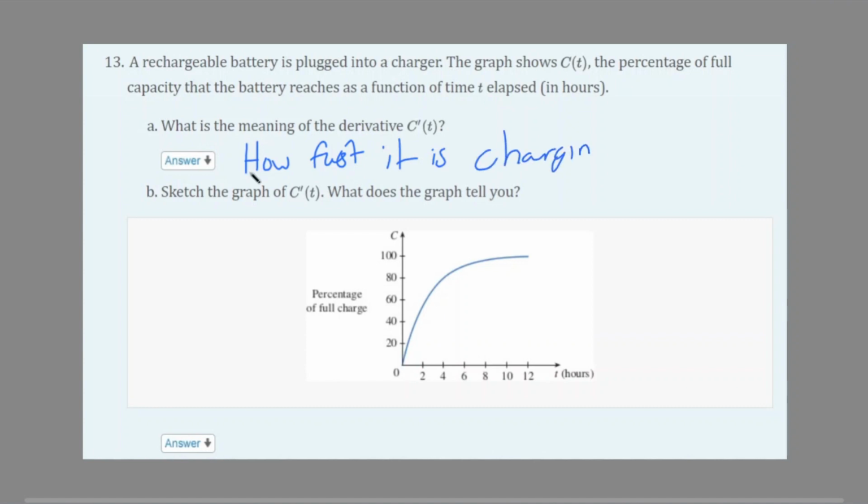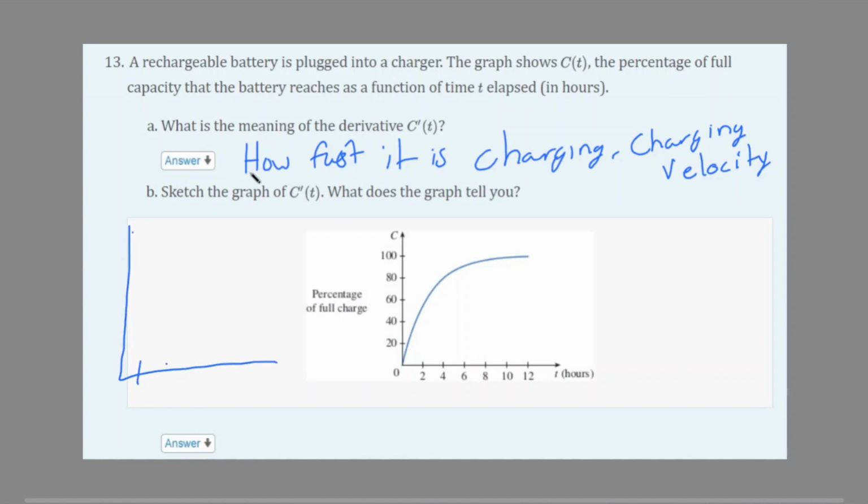Or you could also say charging velocity, even though that doesn't make sense, but always relate velocity to the prime function in terms of position. So you can always visualize what the prime function is going to be and what it means. So B is telling us to sketch the graph of C prime of t. What does the graph tell you?